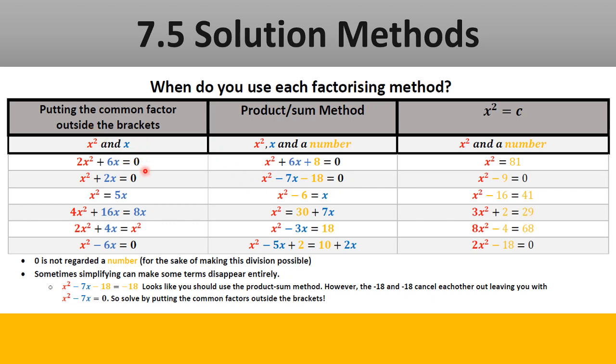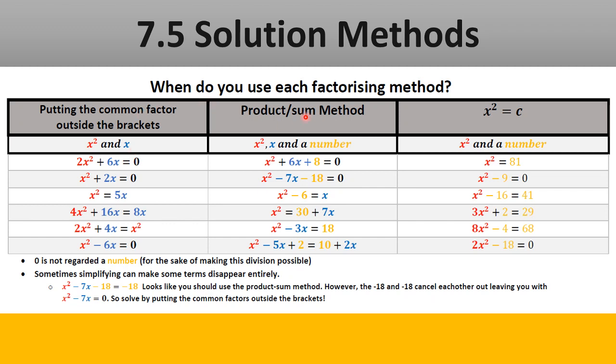And you see that there is still a 0 sometimes. In this table, 0 is not regarded as a number for the sake of making this division possible. So a 0 is okay. X squared and x. So this is putting the common factor outside the brackets. This as well, this as well. All those examples here I use putting the common factor outside of the brackets.